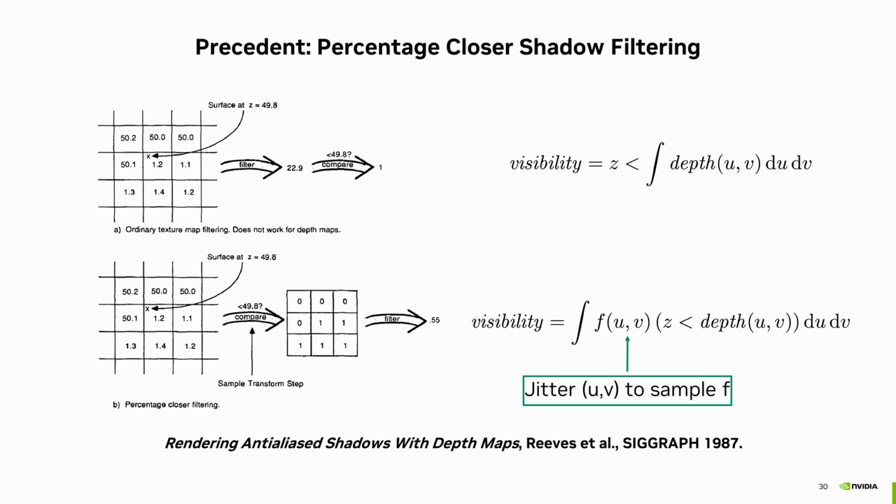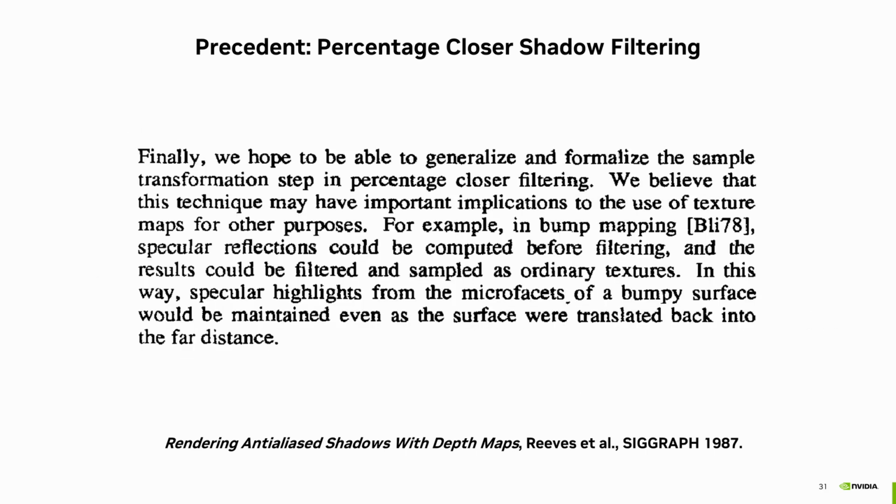As a side note, in modern renderers, shadow map filtering is also often performed stochastically to allow for wide shadow penumbra without prohibitive shadow map sampling cost. Reeves et al. conclude the paper with a very interesting paragraph where they hope to be able to generalize this observation and formalize those transformations of percentage closer filtering to other texture uses in rendering. They noticed that it should apply to more applications, not just shadow map filtering.